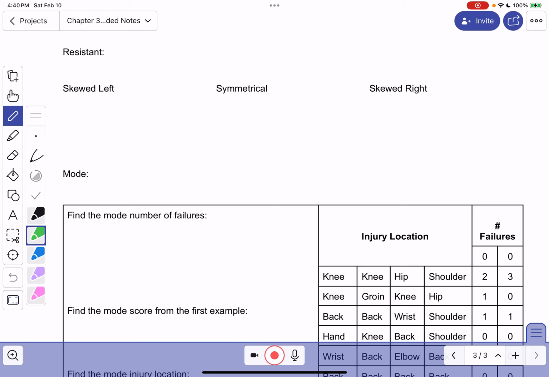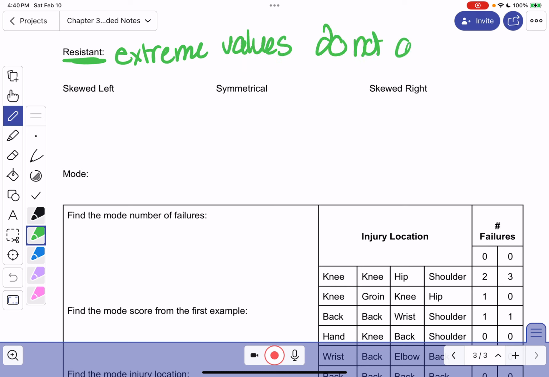Now, let's talk about resistant. Sometimes you have data points that are really far away. Like maybe you're talking about test scores and someone did really bad, so you have one really low score. Those are called extreme values. If a data point is resistant, those extreme values don't greatly affect the data.